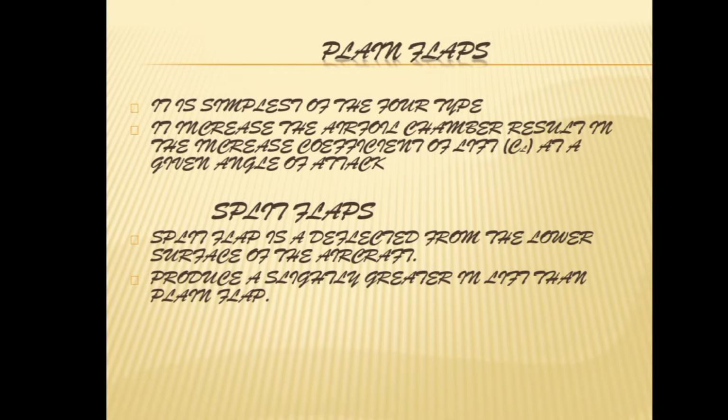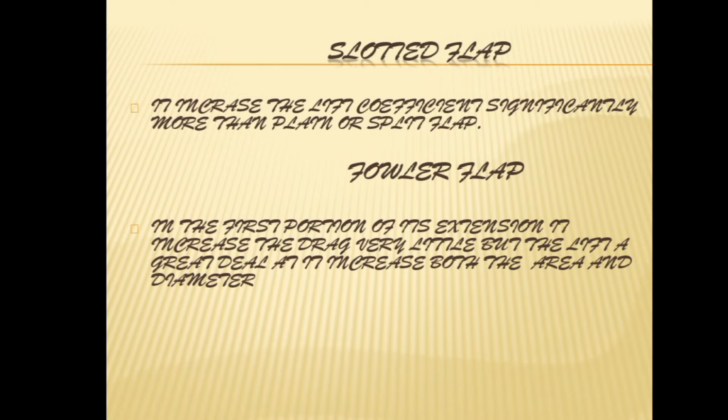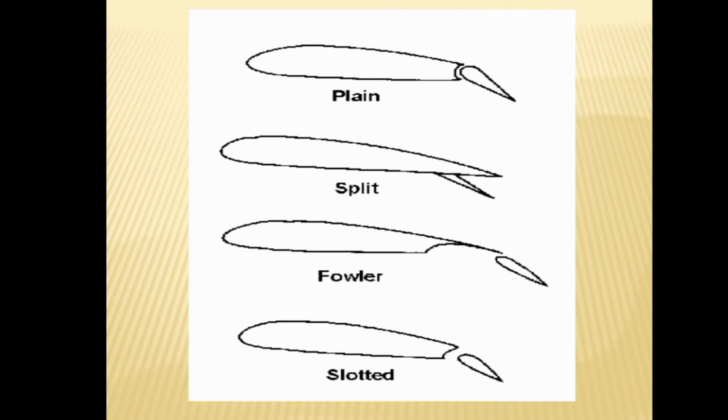Next, split flap. A split flap is deflected from the lower surface of the aircraft. Slotted flap. It increases the lift coefficient significantly more than a plain or split flap. Fowler flap. In the first portion of its extension, it increases the drag very little, but the lift a great deal, as it increases both the area and camber. We can see the differences between a plain, split, Fowler, and slotted flap.